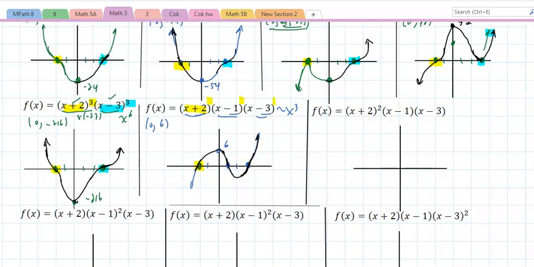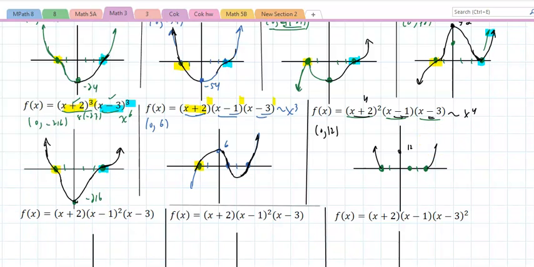What if I square the first piece? Well, the zeros don't change. The zeros are -2, 1, and 3. So, if I put x equals 0, I'll get 4 times -1 times -3, which is 12. And if I multiply those out, x squared times x is x to the 4th. The graph looks something like this. And I'm going to assume that's 12.